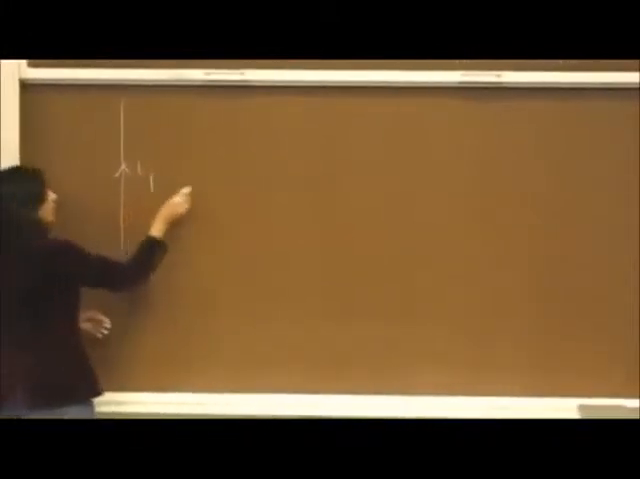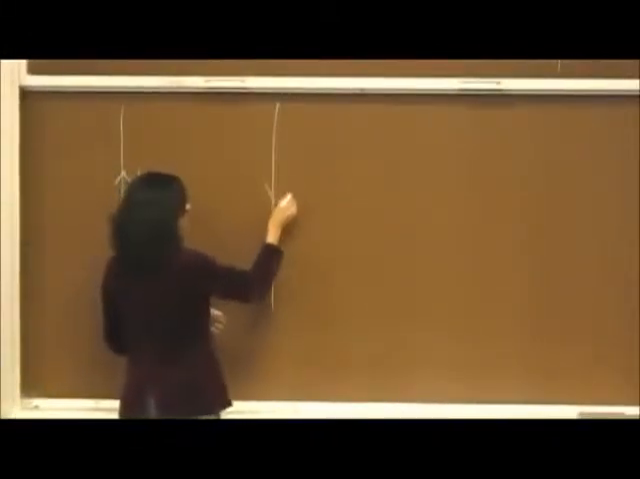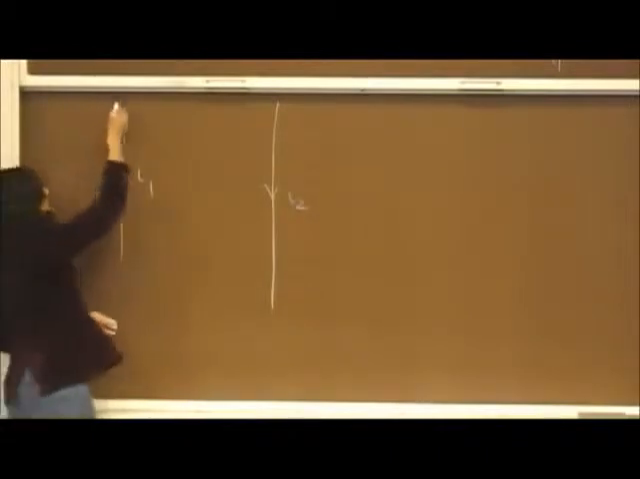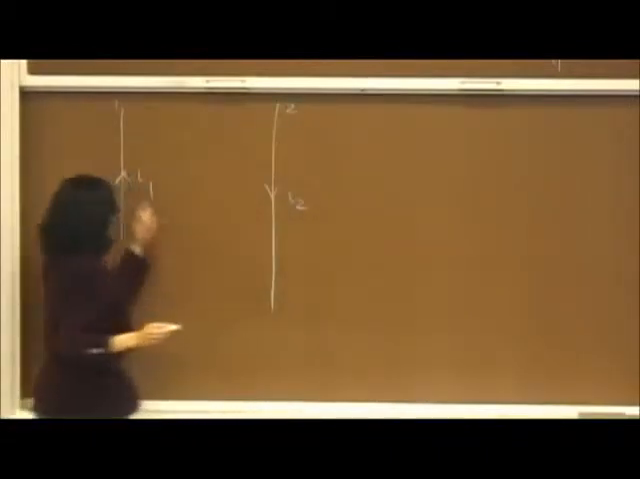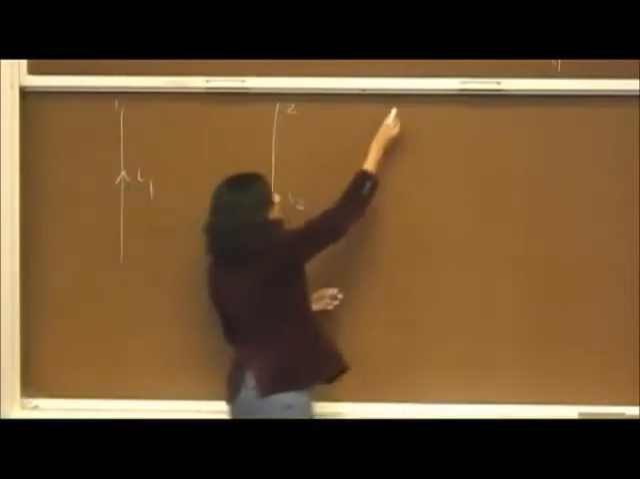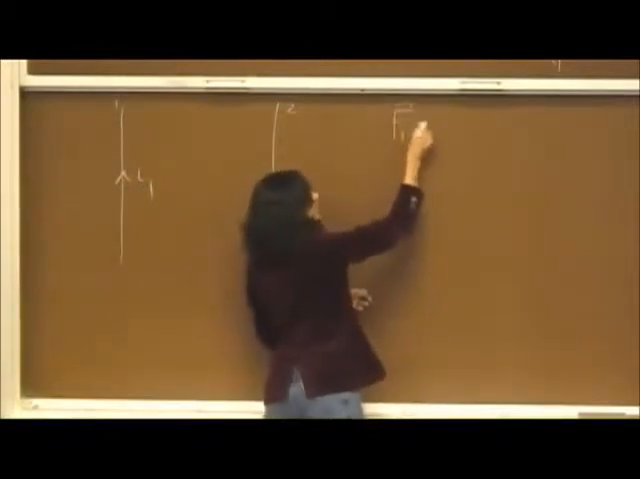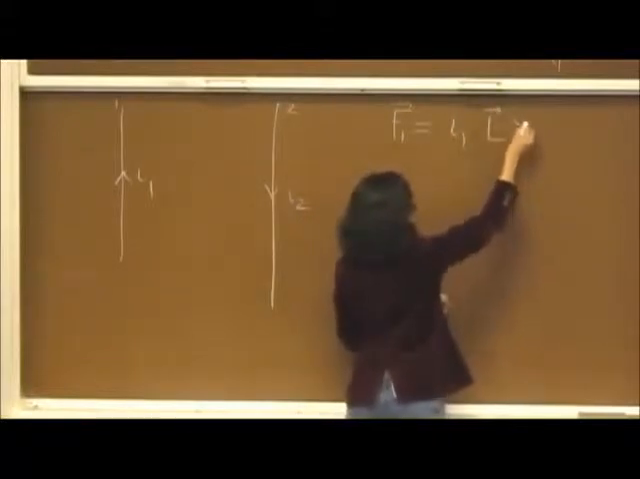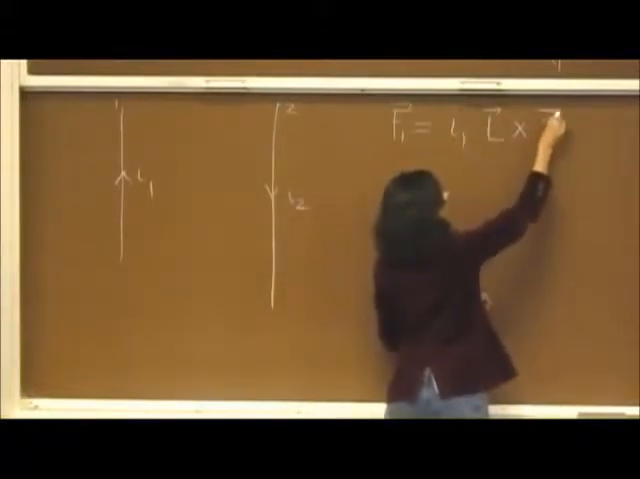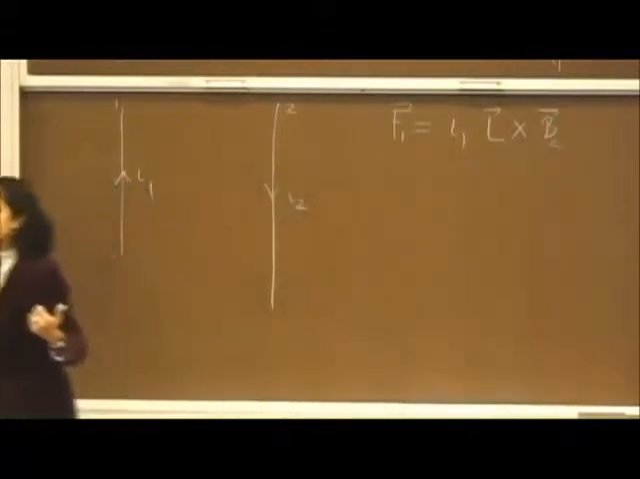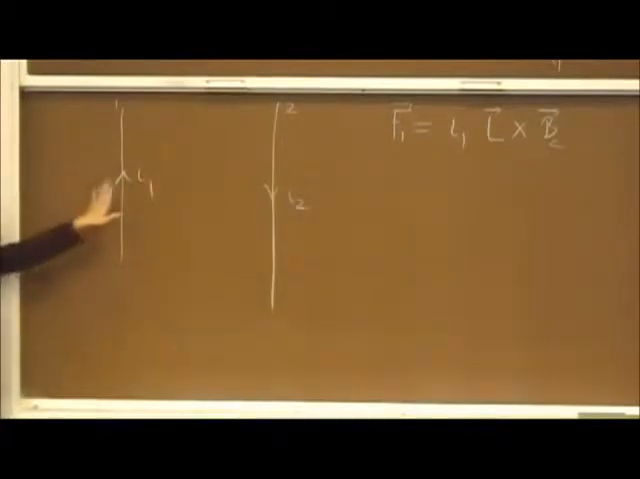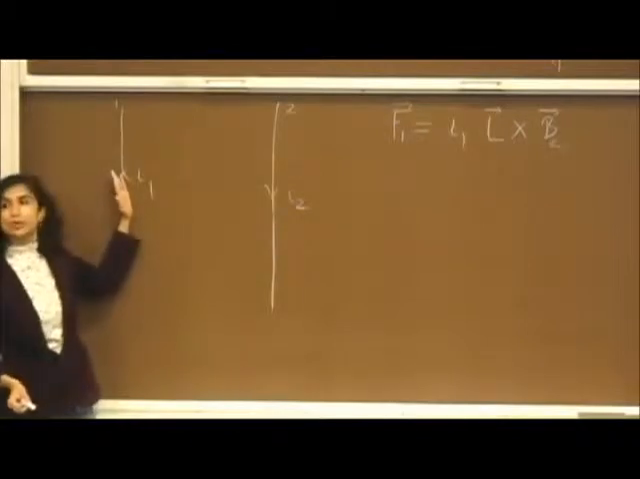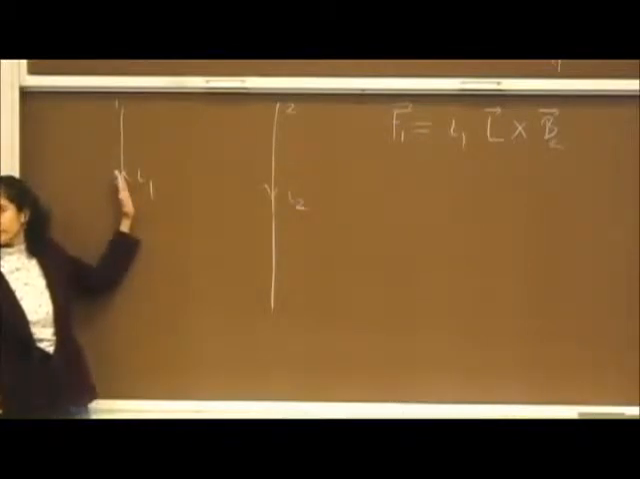So this is my wire 1. This is my wire 2. Now I want to know what is the force on wire 1 due to wire 2. Can I write it like this? F1 should be equal to I1 L cross B2. Can I write it like this? This is the force on wire 1 due to the magnetic field produced by wire 2 at the location of wire 1.